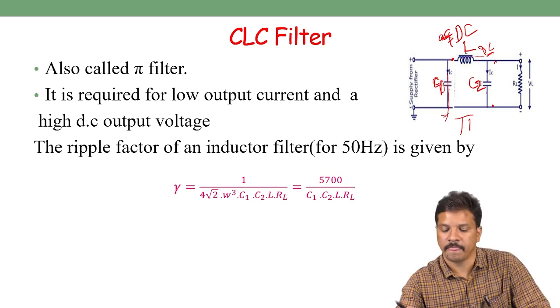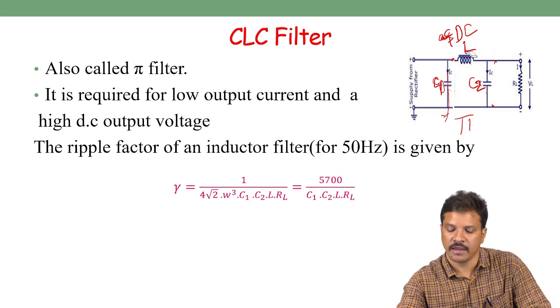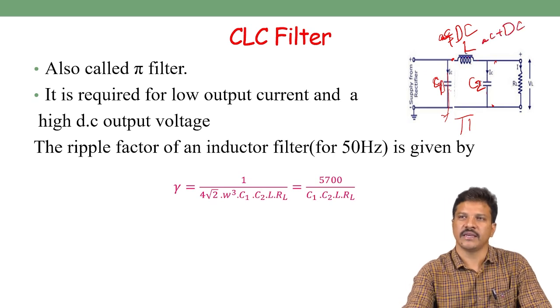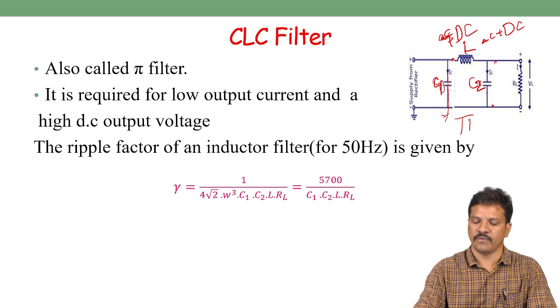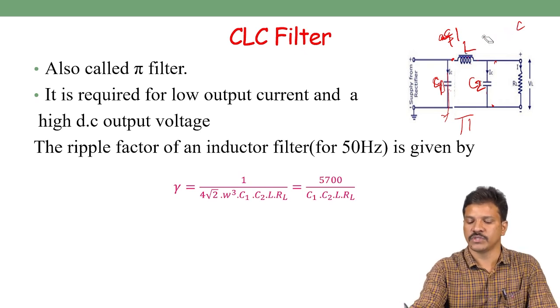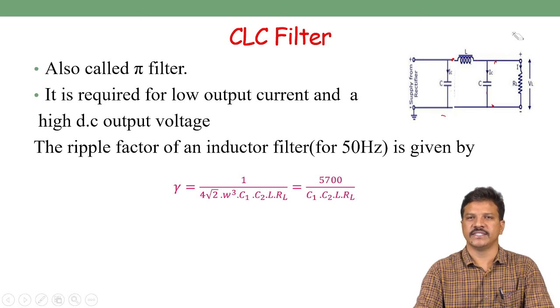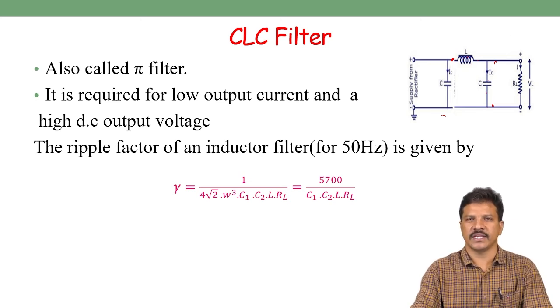Still, this L filter output has small AC and the DC, which can be passed through the C2. Then you will get almost negligible AC component and you will get the DC component. This CLC filter is required for low output current and high DC output voltage.